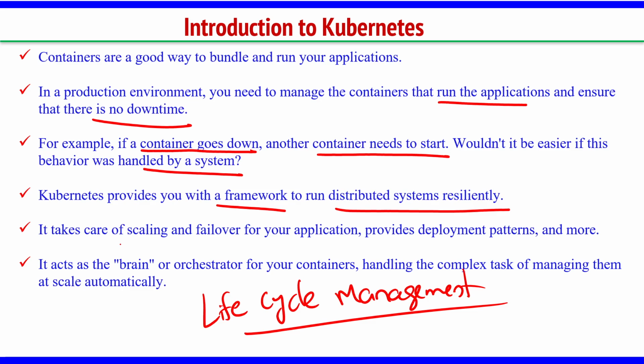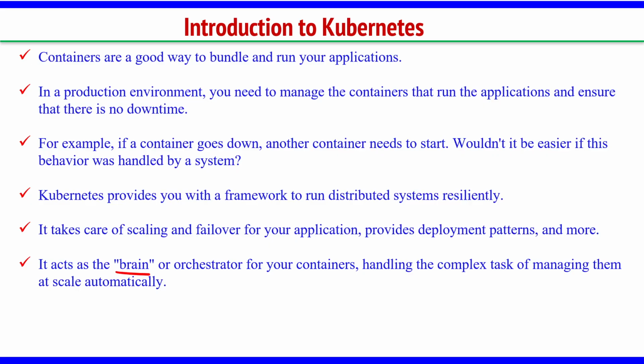Kubernetes takes care of scaling and failover of your application, and provides deployment patterns and more. So it acts as the brain or the orchestrator. Kubernetes is an orchestration tool. Containerization is achieved using Docker and orchestration is achieved using Kubernetes. It's an orchestrator for your containers, handling the complex task of managing the containers and scaling them automatically.